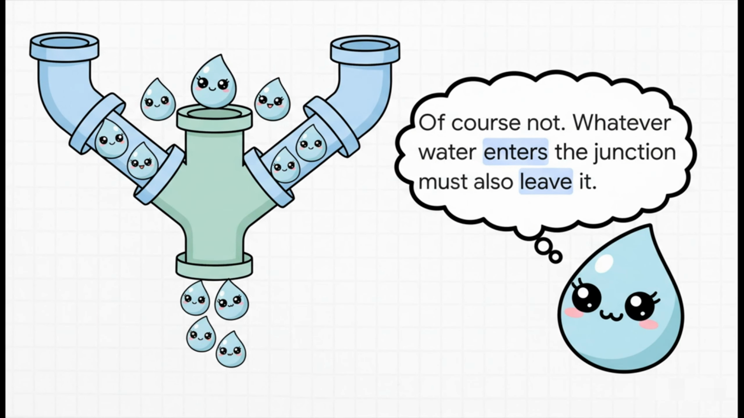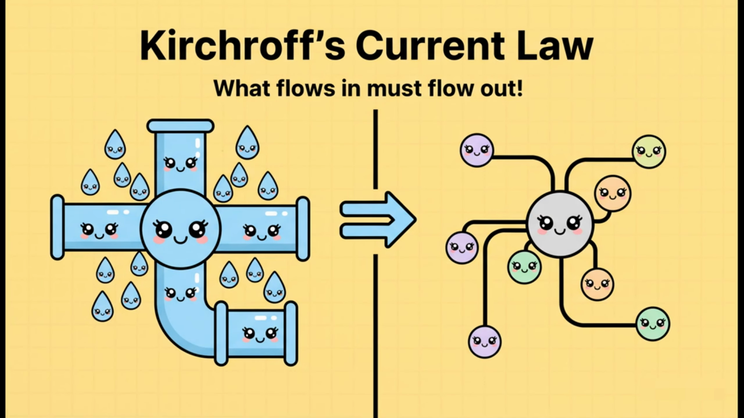Your gut tells you that's impossible. You can't just lose water inside the pipes. The total amount of water that enters that junction absolutely has to be the same as the total amount that flows out. It just has nowhere else to go. And that right there, that simple, gut-feeling idea is the entire secret behind Kirchhoff's current law. Electrical current is just the flow of charge, and it acts exactly like that water. It can't just vanish at a junction.